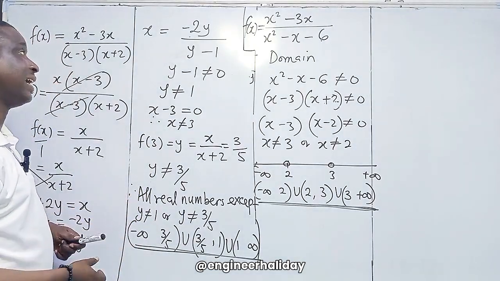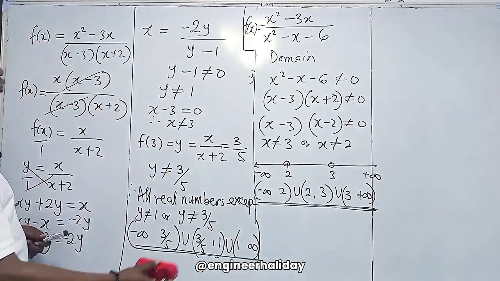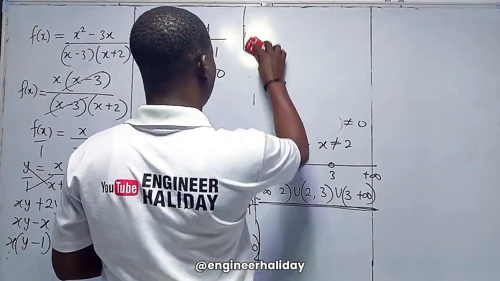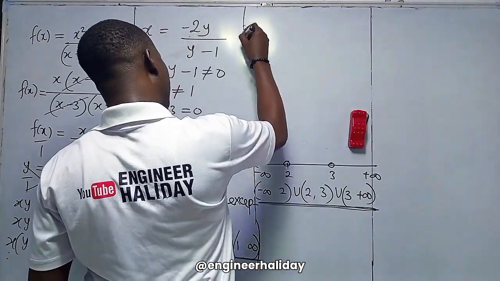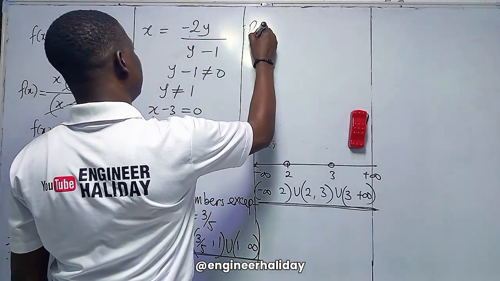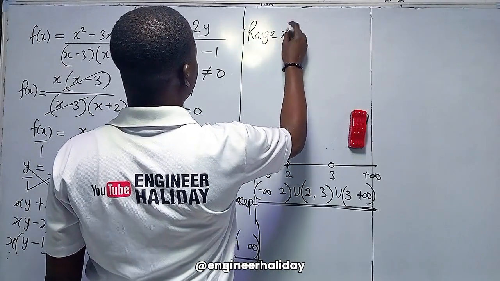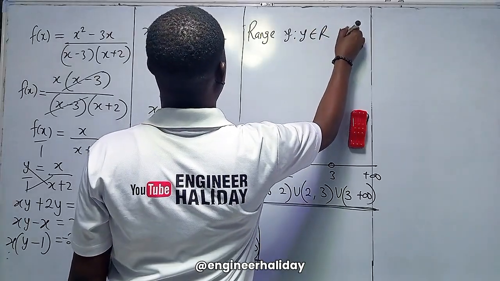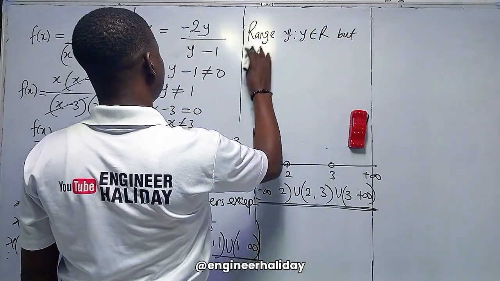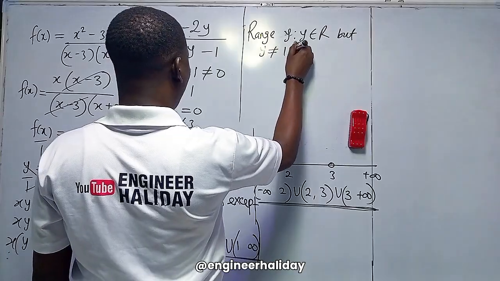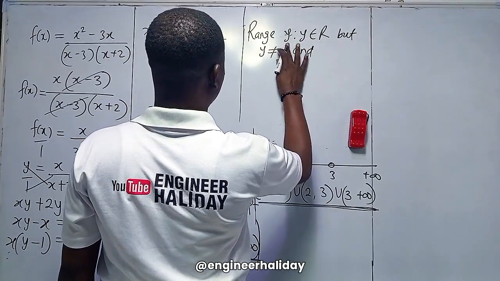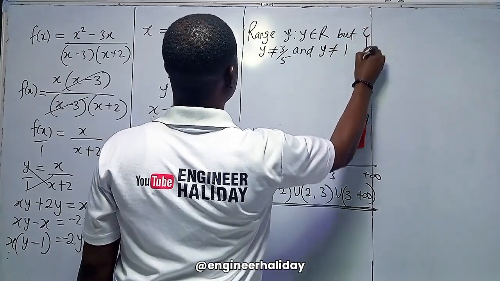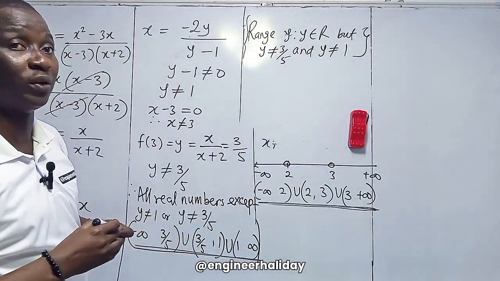You can even write that the range is equal to, you can write it this way, and it depends on how the options will be in the question, or depending on the exam you're writing. So the range can also be y such that y is an element of R, but y is not equal to 3 over 5 and y is not equal to 1. This can be your answer also for that question.